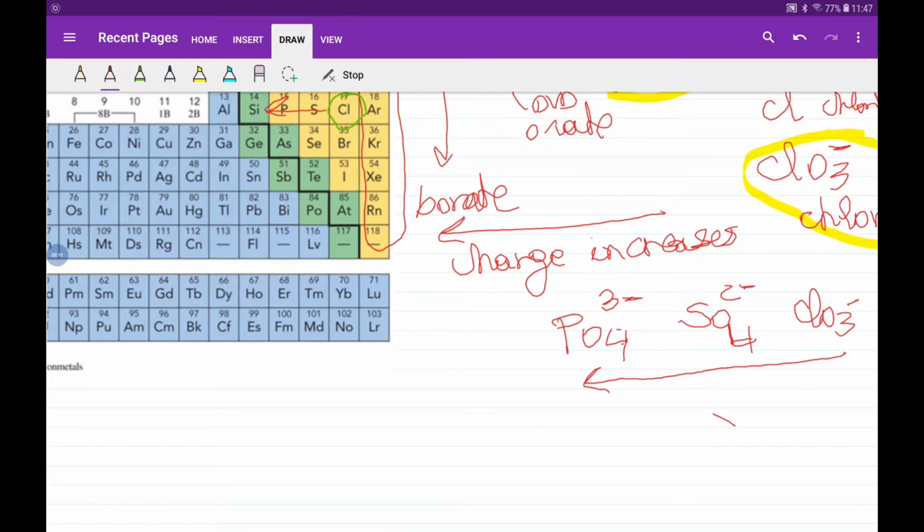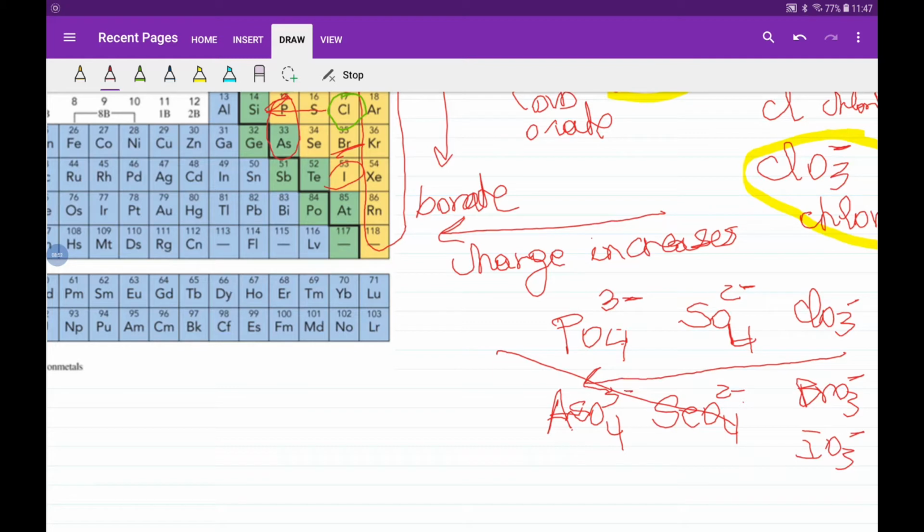So take a look. With chlorine, if we go down below that, that would be bromine. So that should be BrO3 minus, and that's bromate. With iodine, it'll be IO3 minus, and that's iodate. Now for sulfur, right below sulfur, there's selenium. So SeO4 2 minus. That'll be selenate. And right below phosphorus, you see there's arsenic. So it will be AsO4 3 minus. And that is arsenate.